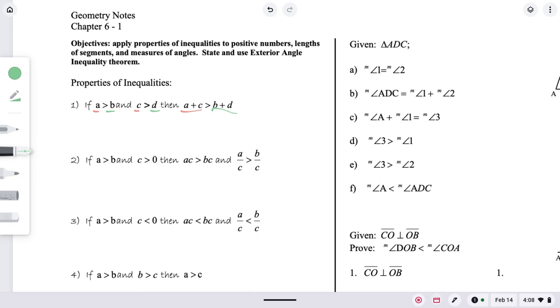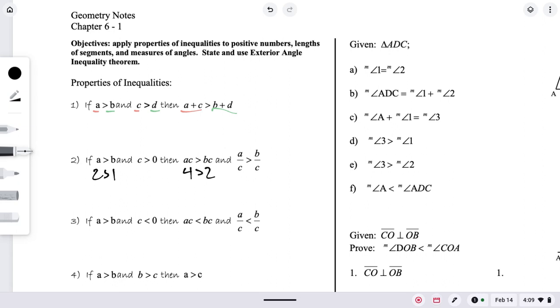2 and 3 are similar things. If A is bigger than B and C is bigger than 0, then the product of A and C is greater than the product of B and C. I could just sub in some numbers to make it make sense, because 2 is bigger than 1. If I multiply by any number bigger than 0, so if I multiply by 2, 2 times 2 is 4 and 2 times 1 is 2. 4 is bigger than 2, just like 2 is bigger than 1.